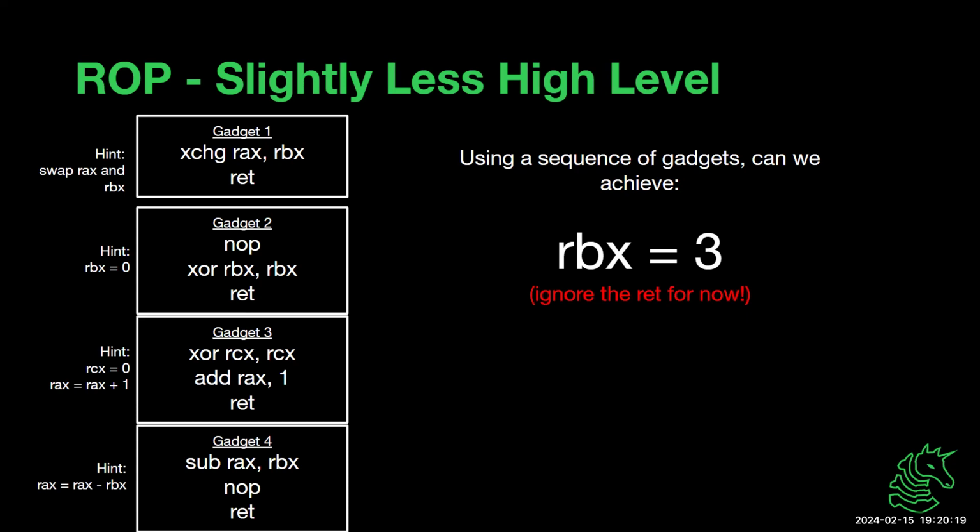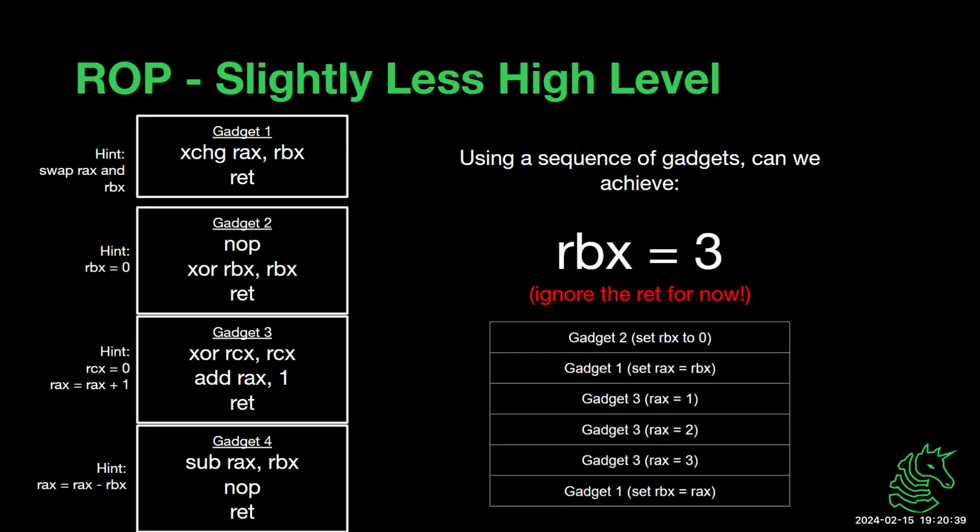Gadget 3 to make, and gadget 1. Yeah, exactly. So you'd make RBX zero, swap with gadget 1 so we don't have RBX zero, then gadget 3 three times to get RBX equal to 3, and swap again. Yep, exactly. So this is how we can get RBX equal to 3. This is what return-oriented programming is like in the abstract, I guess.